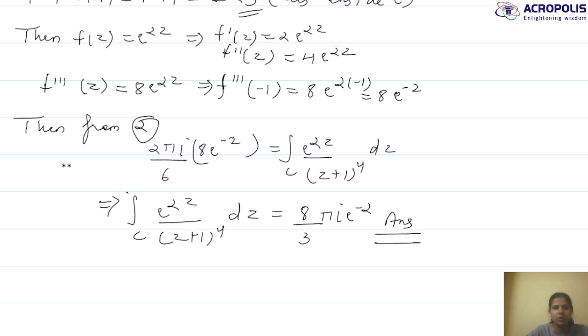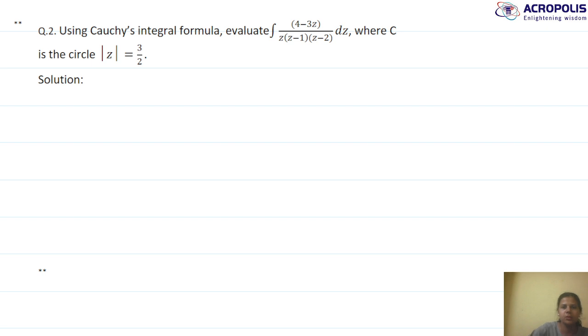So in this way we can apply the Cauchy's integral derivative formula. Let us take another example. Using Cauchy's integral formula, we need to evaluate the integration along C of (4 minus 3z) upon z(z minus 1)(z minus 2) dz, where C is the circle mod z equals 3 by 2. Here the power is 1, so we simply use the Cauchy integral formula.